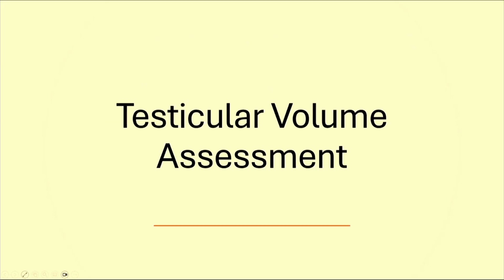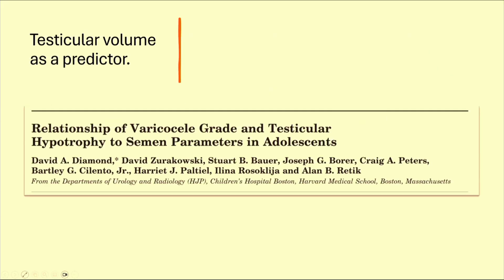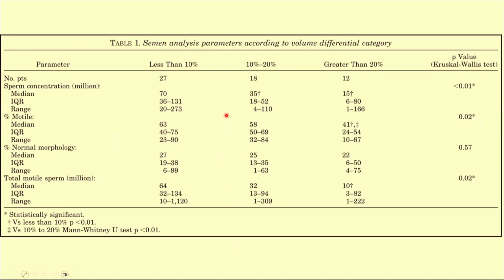The next predictor they tried is whether testicular volume can be used as an indicator. So back to the study by Dr. Diamond. Now we will compare the testicular volume or hypertrophy to semen parameters, and this is what he found. He grouped the patients into 10% difference, 10 to 20% difference, or more than 20% difference in testicular volume. There's a simple equation, not too complicated, to find this difference. Then he plotted these findings against the semen parameters, and found a statistically significant difference in sperm concentration and motility, not so much with morphology. And the last thing is the total motile sperm.